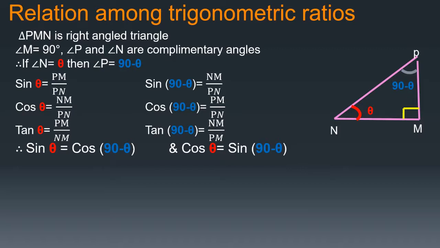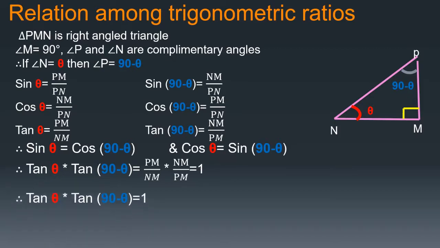Similarly, there is a relation between tan theta and tan 90 minus theta. What is it? If we multiply tan theta and tan 90 minus theta, we get Pm upon Nm multiplied by Nm upon Pm. So Pm gets cancelled and Nm gets cancelled because they are the same. And when they get cancelled, we get the answer as 1. So tan theta multiplied by tan 90 minus theta is equal to 1.